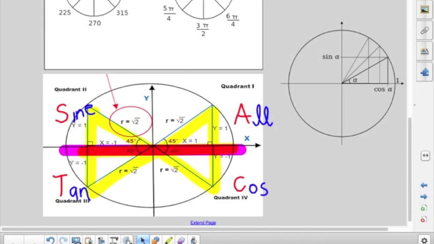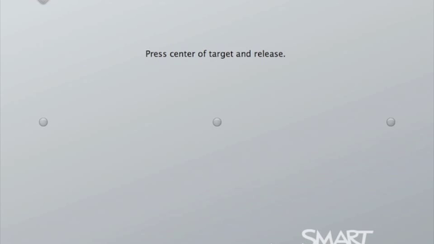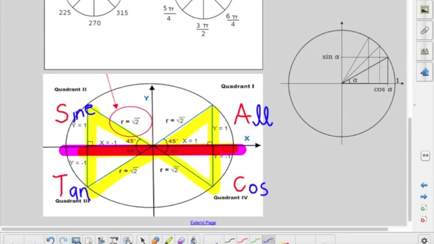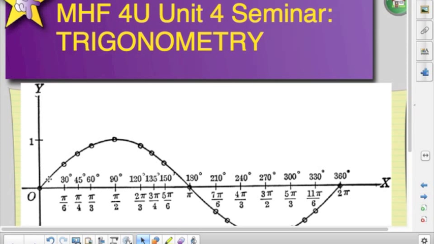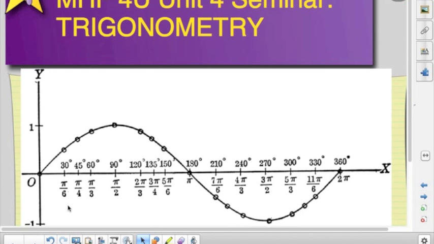Let me just calibrate the smartboard again, and we're going to do examples of drawing related triangles. Before we get to that, there's a few terms that you have to know. So obviously this is the cosine curve, and all our coordinates are used to form that. The sine curve with the degree measures and the radian measures for one cycle from 0 to 2 pi.